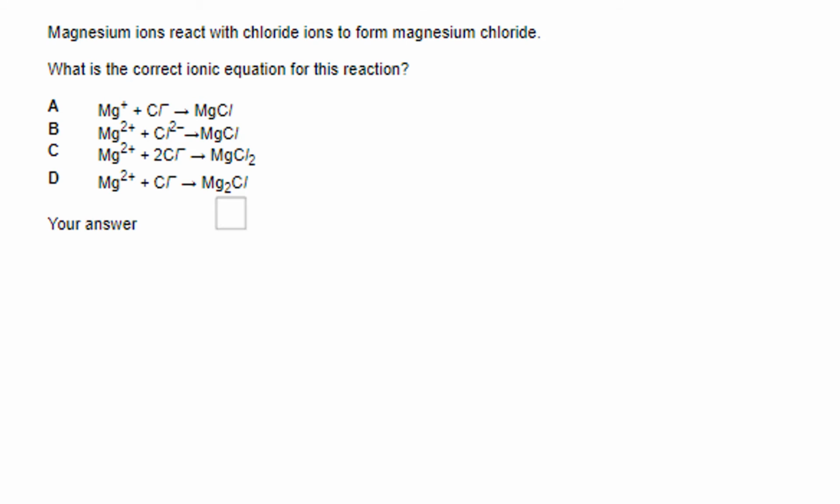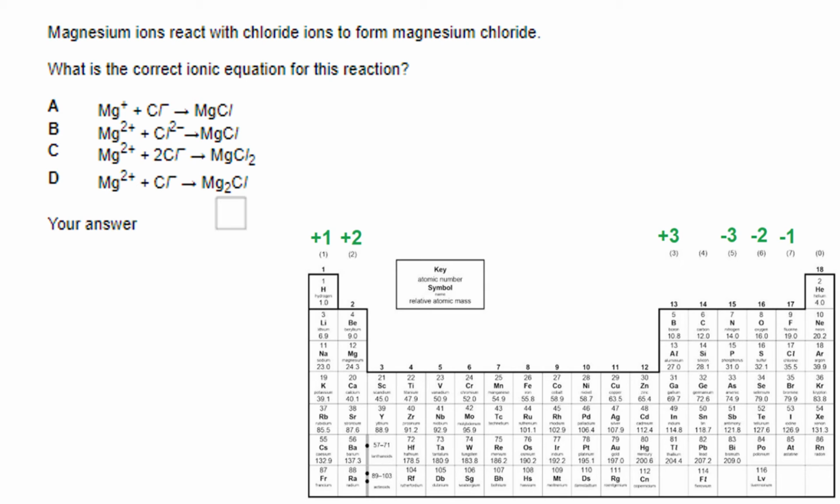You're given 4 options. For me, the best thing to do at this point is to ignore all those answers and to figure it out for myself, and then see what matches the answers. And that way, for me, it means I'm not getting confused. So I'm going to look at the periodic table because I need to know what charges my magnesium and chlorine would have. So first of all, I'm looking at the magnesium, which is here. So magnesium is 2+, okay.